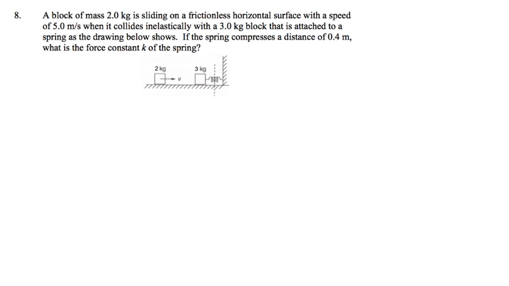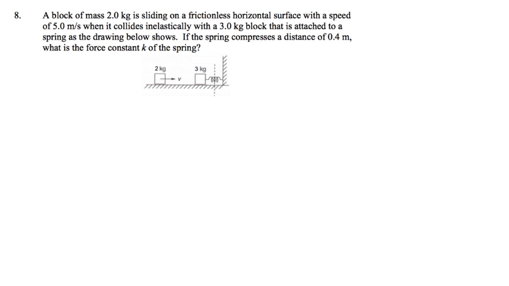The problem begins, it's a momentum problem, because if you look here, it says a mass of 2 kilograms is sliding along a frictionless horizontal surface with a speed of 5 meters per second when it collides inelastically with a 3 kilogram block that's attached to a spring, as the drawing below shows. If the spring compresses a distance of 0.4 meters, what's the force constant of the spring? So what's the force constant, which is the spring constant of the spring?